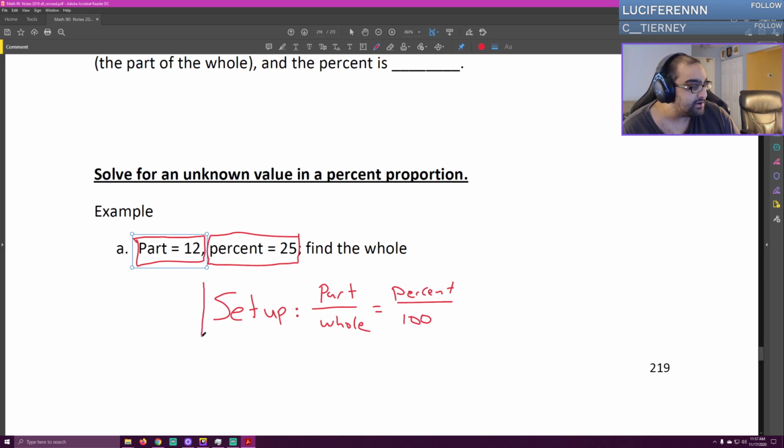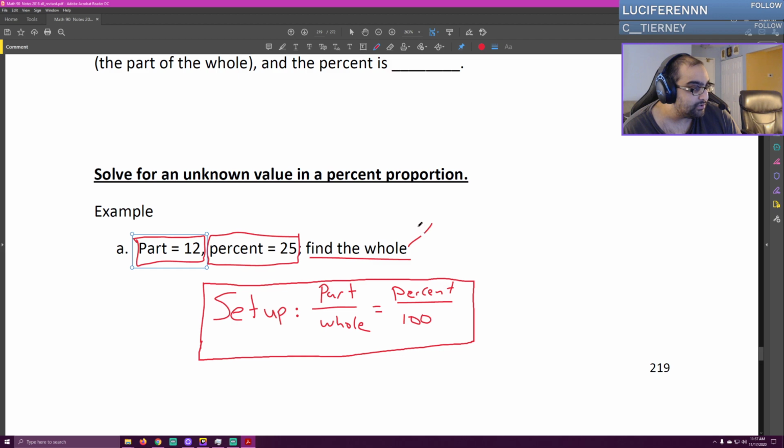So the entire setup for these problems is like saying, okay, what's the part? Part is 12. What's the whole? Well, I don't know what the whole is because we're trying to find the whole here, that's going to be x. So let's just plop in the numbers and solve for x, the same way we did back in chapter 5. So I put in the part, which is 12, over x, because I don't know the whole. Percent here is 25, and the whole is 100.